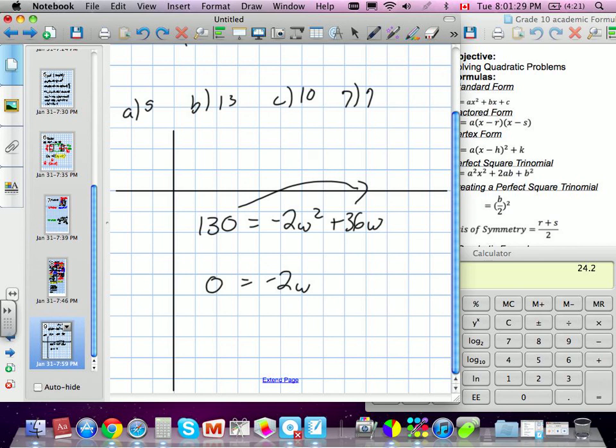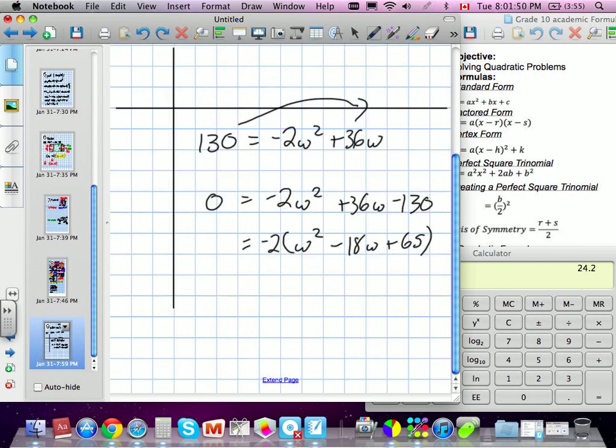Negative 2W squared plus 36W minus 130. Now I work on factoring. I can actually take a greatest common factor out of negative 2, which will give me W squared minus 18W plus 65. Okay? So my common factor was negative 2. I then work on factoring that. W and W. 65 gives us 1 and 65. 3? No. 4? No. 5 goes in.